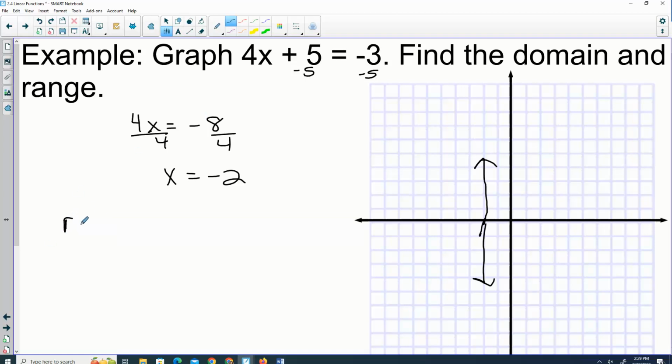What is the domain of that? Negative 2. We only hit one value. Since it's just a single value, we can't do interval, so we just do our solution set. My domain is just the negative 2. What is my range? Negative infinity, positive infinity. We hit all y values.